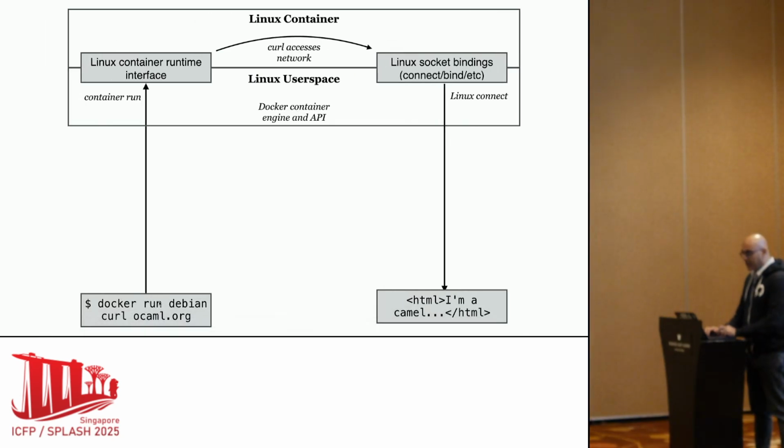So the idea is that when I do a docker run, it should download all of the images of Debian. And it normally does this inside Linux by running inside user space. There's something called a container runtime interface, which sets up the file system. And then it allows you to access the network. And then Linux does its job. It connects to what you want to find, and it returns what you requested. In this case, it's requesting the OCaml.org website.